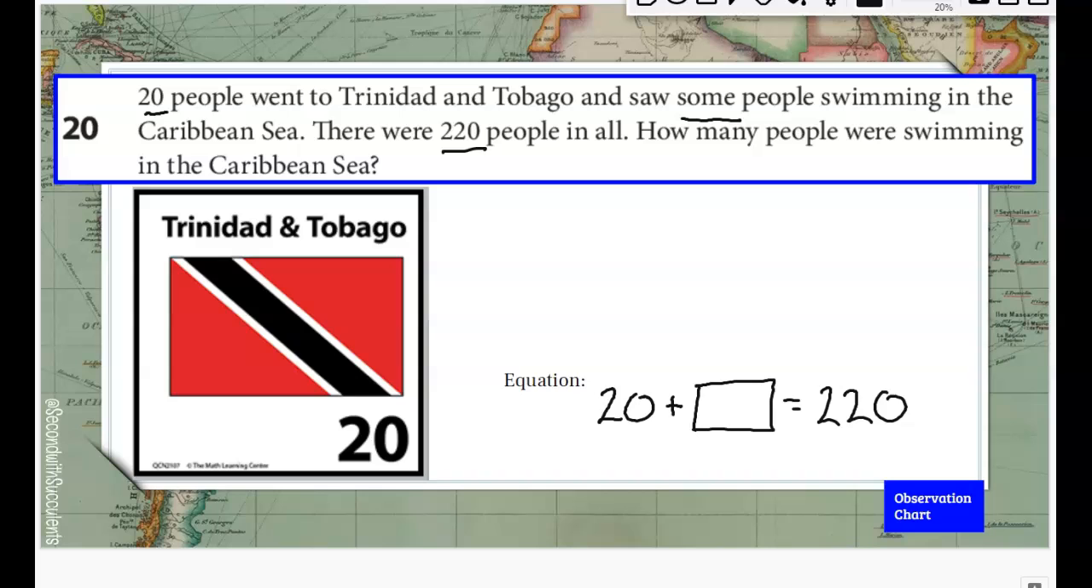Our missing part is one of our two add-ins. One of the two pieces we add together to get our sum of 220. How do you think we could find that missing piece? One way you might have been thinking of, one strategy we know pretty well, is using an open number line. I'm going to use an open number line to solve this problem, but first I want you to give it a try on your own.